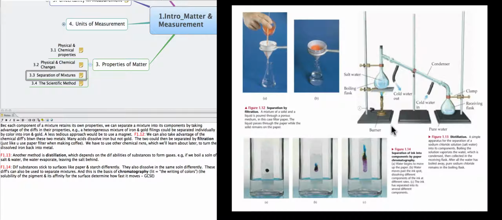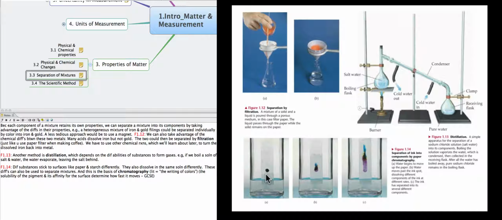Another method is distillation, which depends on the different abilities of substances to form gases. For example, if we boil a solution of salt, the water will evaporate and then condense and get collected in a receiving flask, leaving behind the salt.